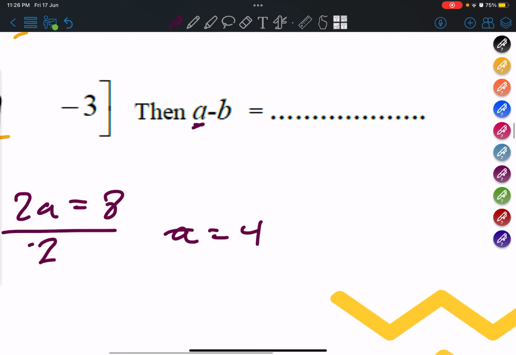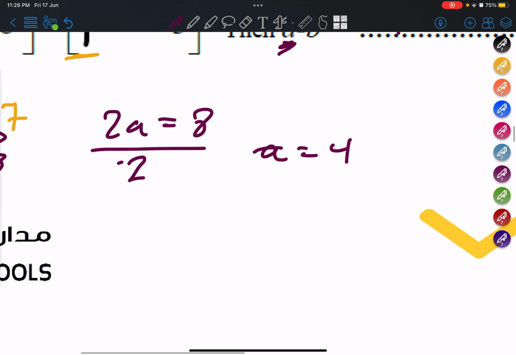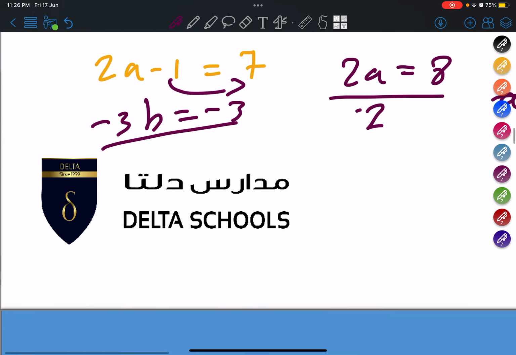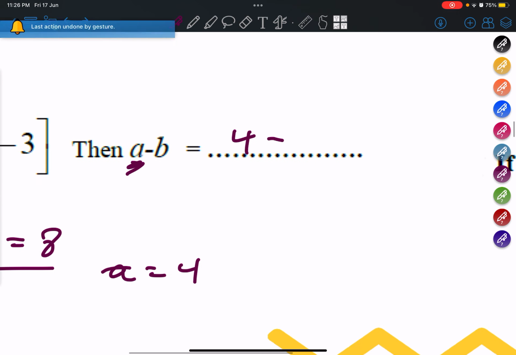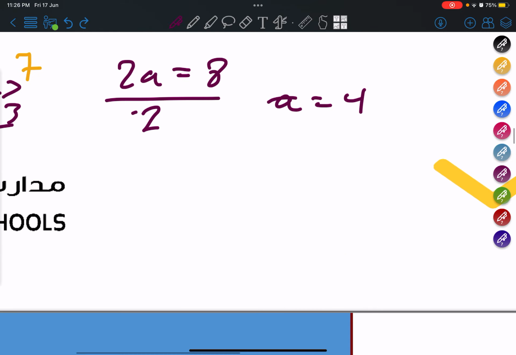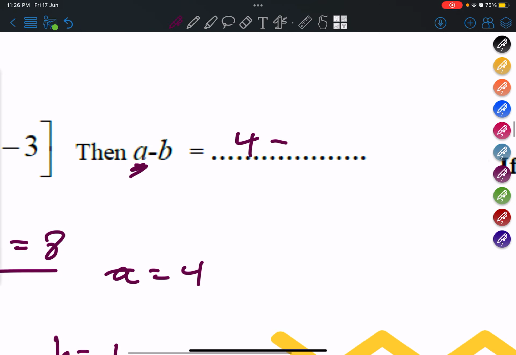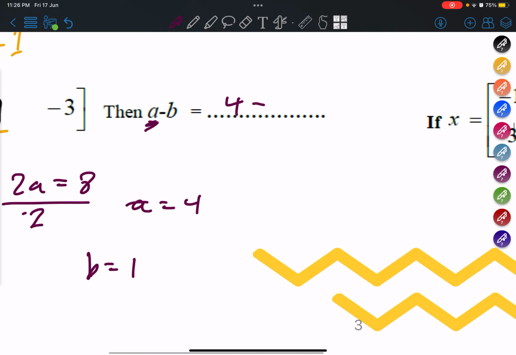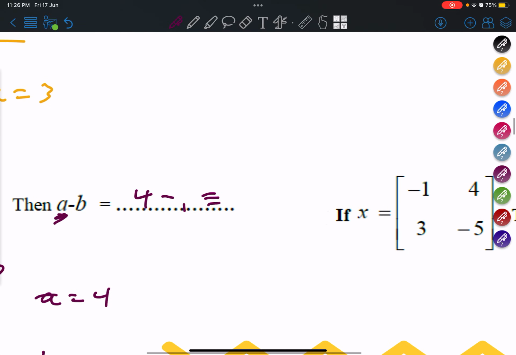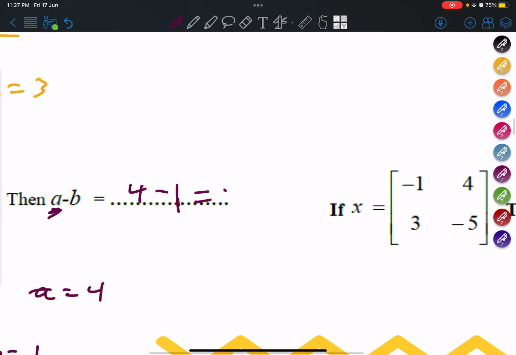So here we have 4 minus b again. Then the same number, which is we divide by negative 3, this and this will go, negative negative will go, 3 divided by 3 is equal to 1, which means that 4 minus the value of b should equal 1, just like the first question, which is here. So 4 minus 1 is equal to 3.